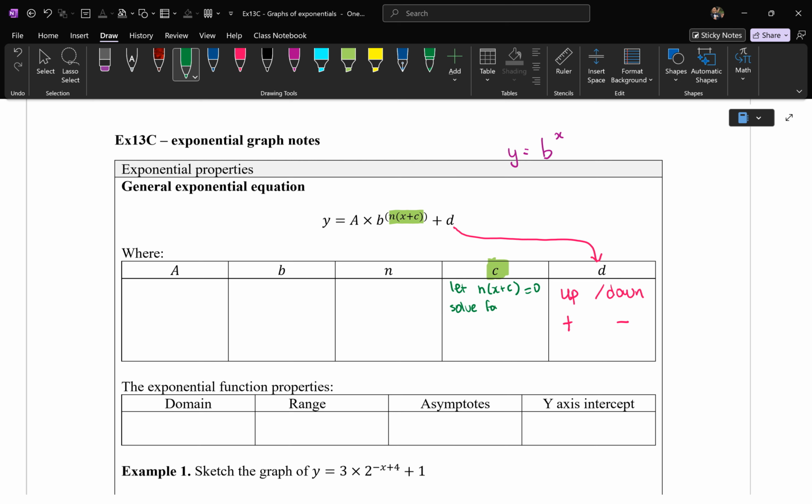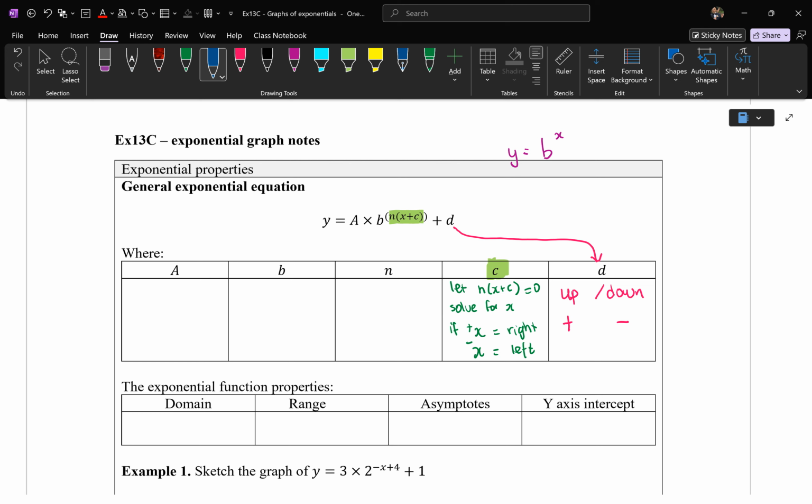Solve for x. Now, if x is positive, then it moves to the right. If x is negative, it moves left. And then just one more note before we look at the graph so you can see the up, downs, and left, rights, and then we'll talk about the A's and the N's afterwards.